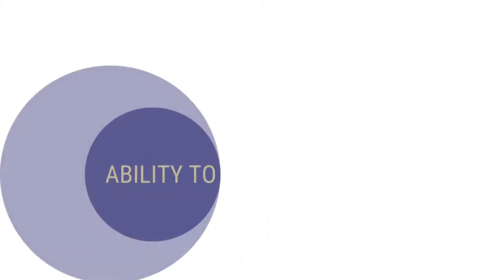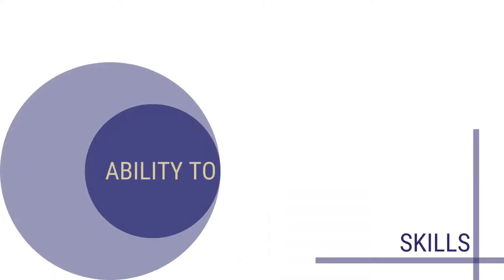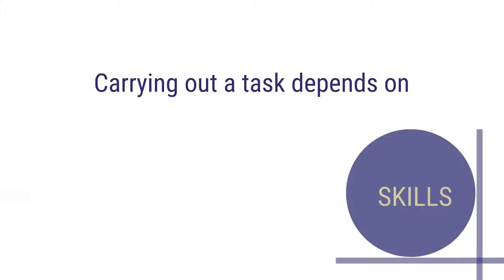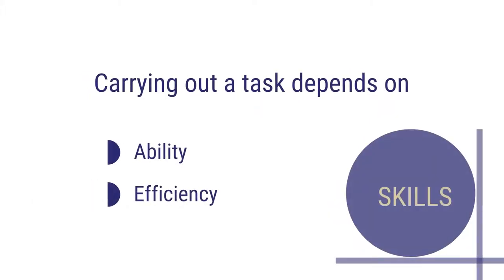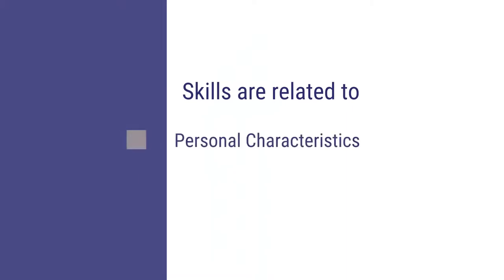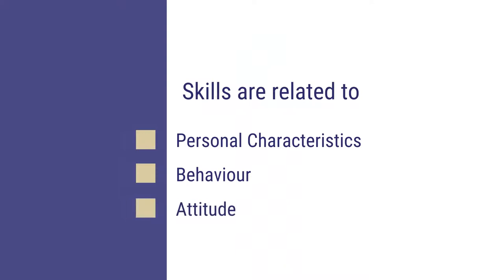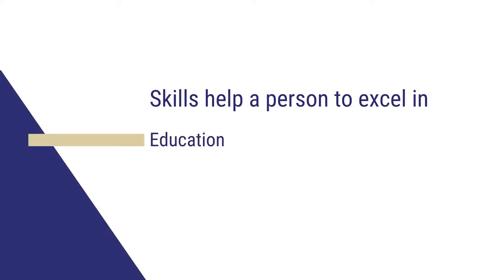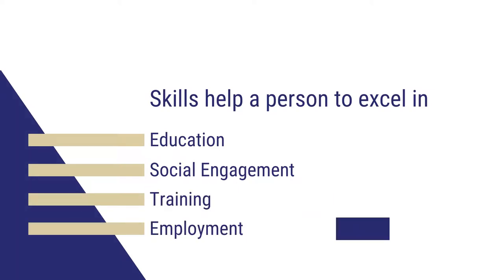Now, we shall look at the definition of skills. Here we see that skills are basically defined as the abilities that help one to perform tasks and meet the challenges of everyday life. It depends on a person's ability, efficiency, etc. to carry out a particular task from the information and knowledge gathered from past experiences. Skills are also related to personal characteristics, behavior, attitude, etc. that can help a person to excel in different contexts such as education, social engagement, training, employment, etc.